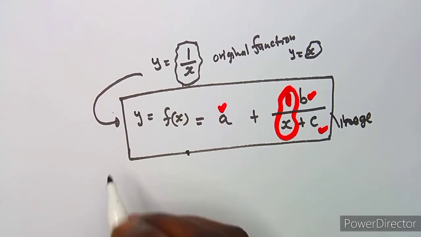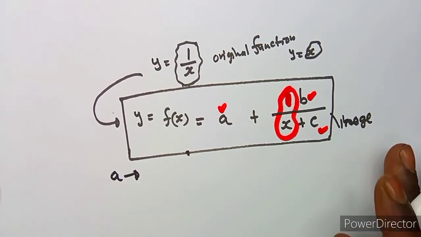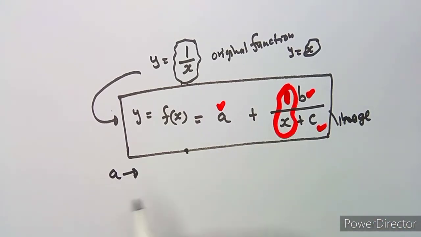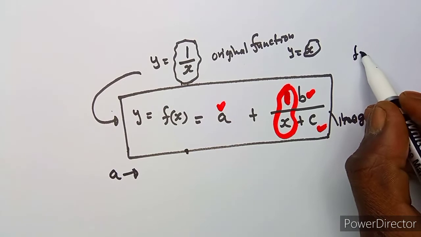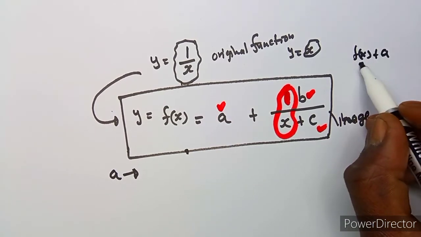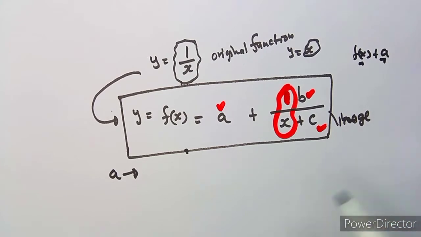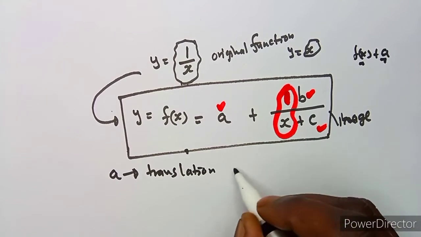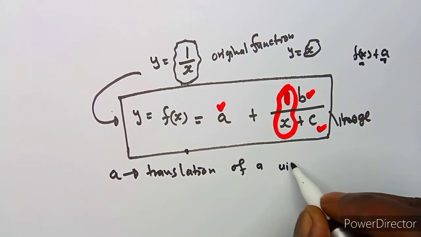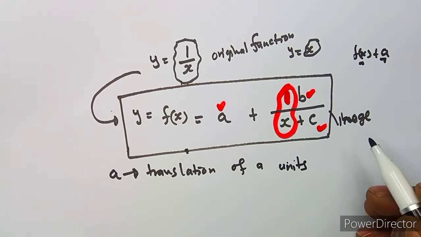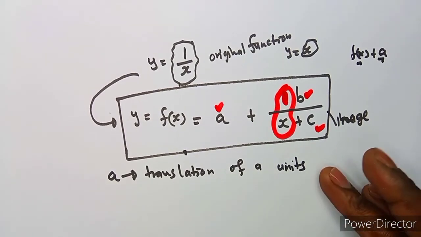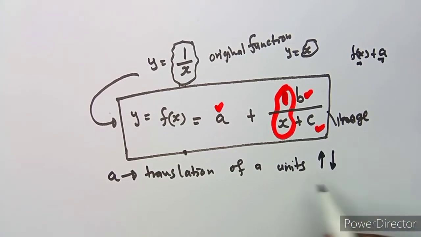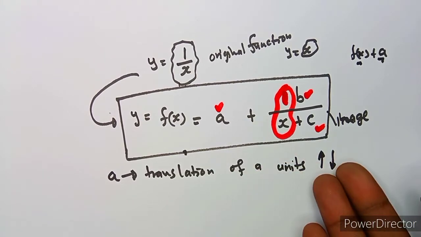So this a here is referred to as a translation, because it's just added to the function, just like f of x plus a. Remember, we said when you just add a to a function, it's a translation. So this one is a translation of a units, parallel to the y-axis. It's either you're going up or down. I don't know, because it may be a negative or a positive.